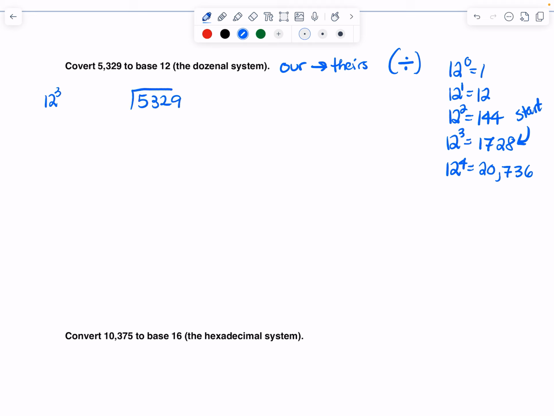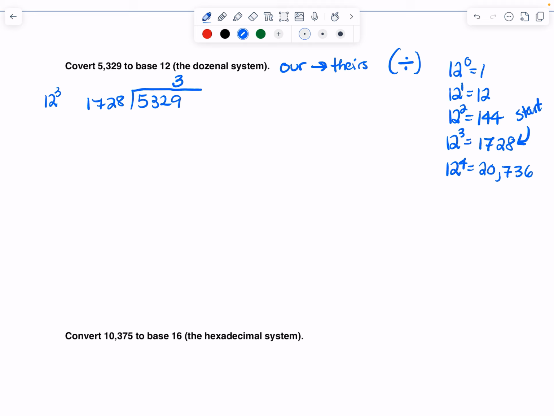So I'm going to take our number, 5,329, and divide it by 12 to the third, which is 1728. So on your calculator, you put in 5329 divided by 1728. And when I do that, I get 3.08. I'm going to ignore the decimal. I'm going to use that 3.